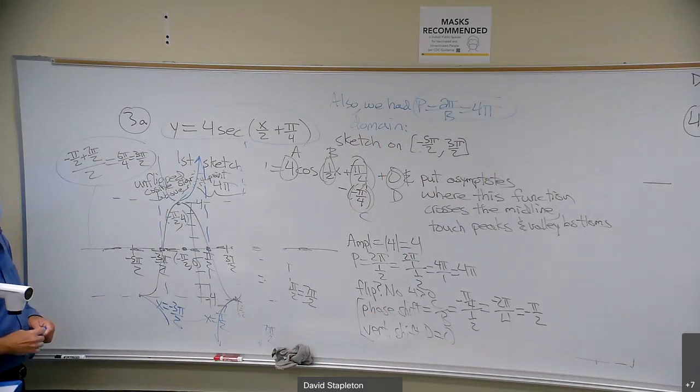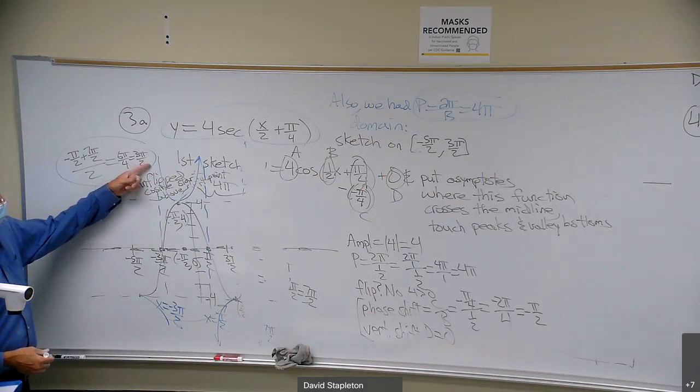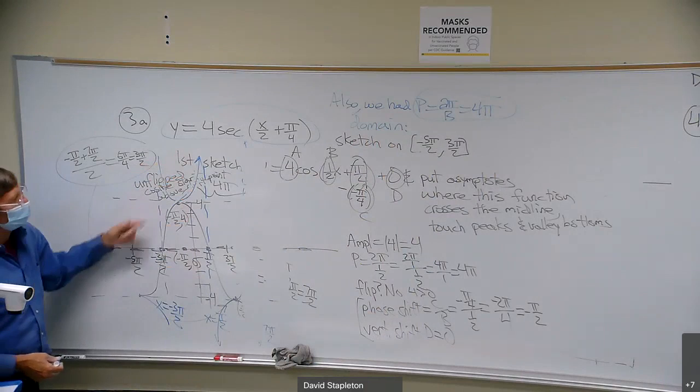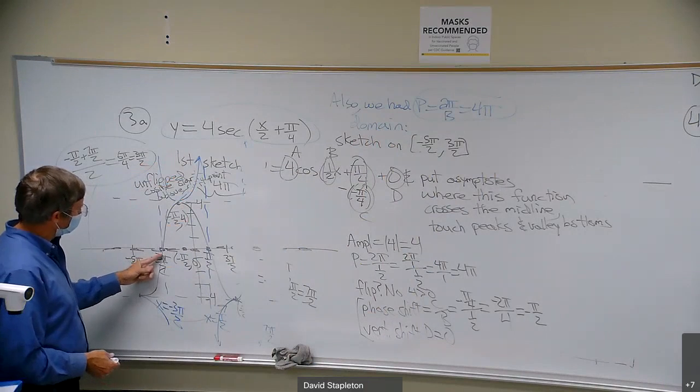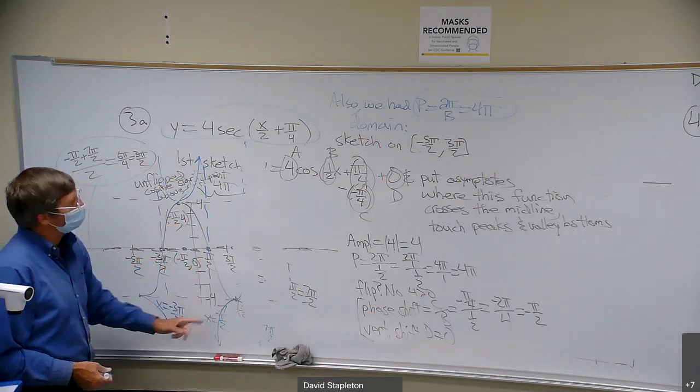So sine or cosine, their domain is just all real numbers. You can put in any number and evaluate the sine or cosine. All the other trig functions are defined everywhere except the asymptotes. So I just avoid the asymptotes. I pick any asymptote I want, x equals pi over 2.